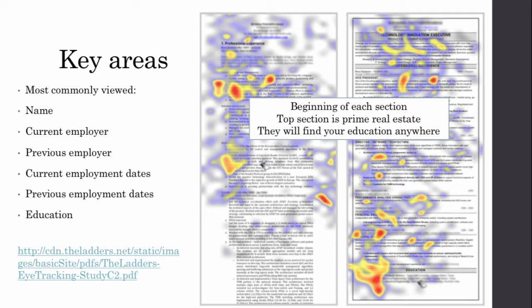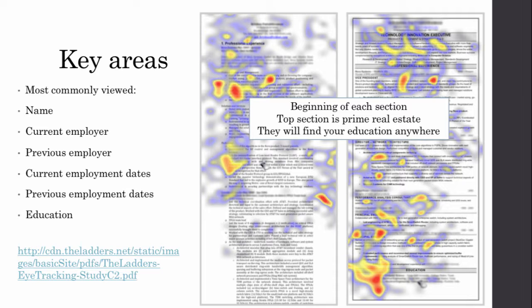So some takeaways from this study is that the beginning of each section of your resume is an important area. So if we notice here under professional experience, they spent a lot of time in this top area, which is obviously the current employer. And they spent some time over here under professional experience in this top bullet section. So making sure that the sections are shorter and that you've got the key information or even a summary information at the beginning of each section that has the key information that you want them to find is important.